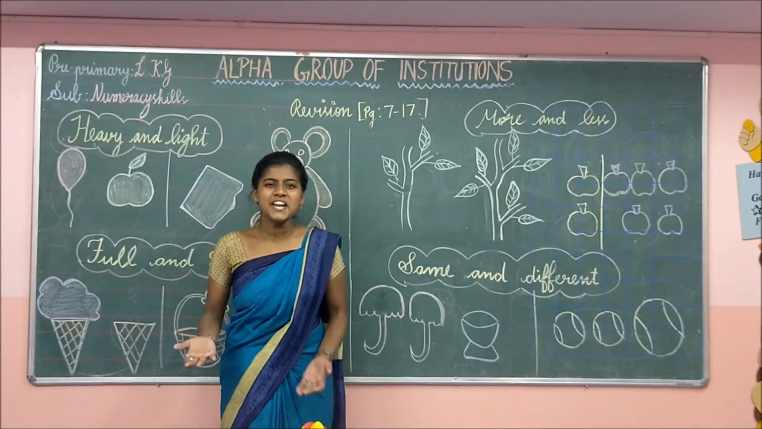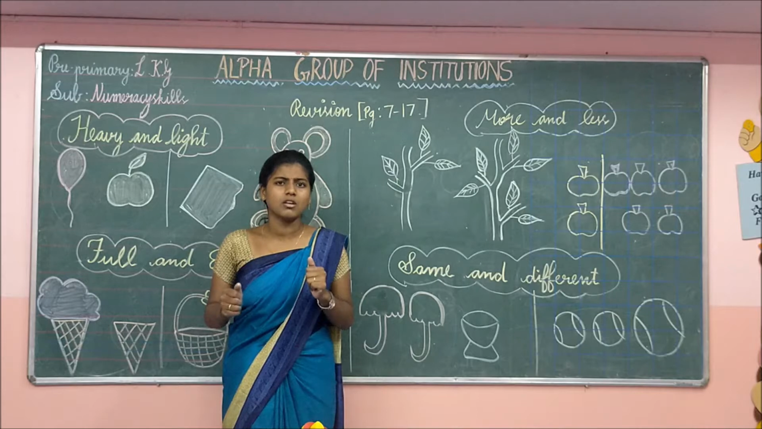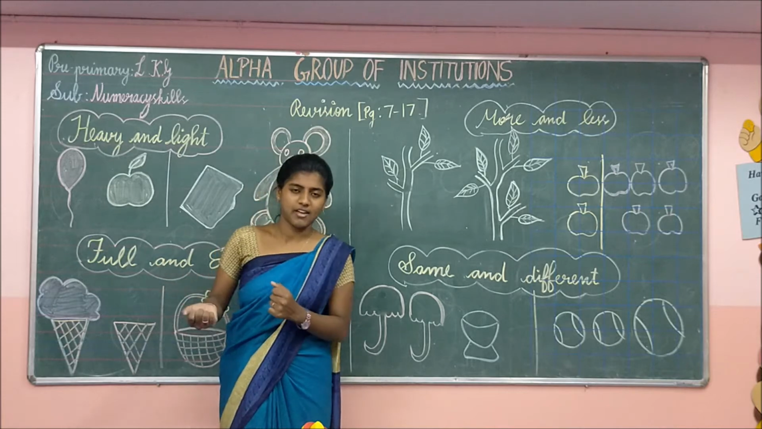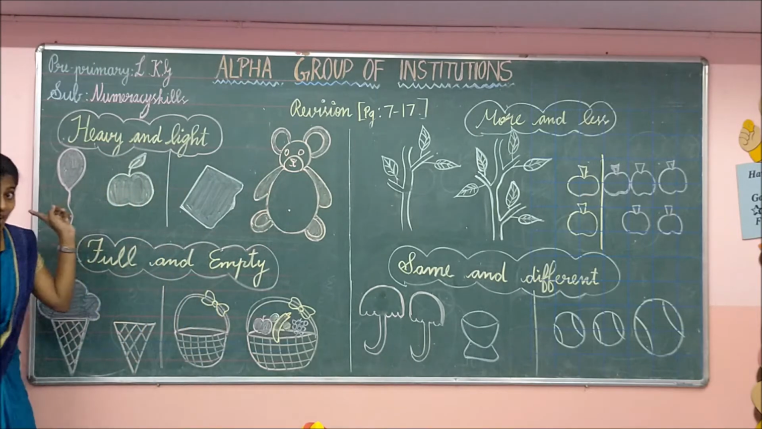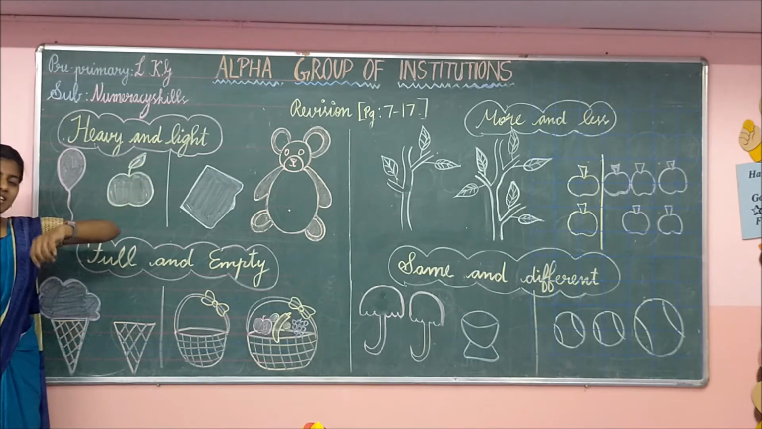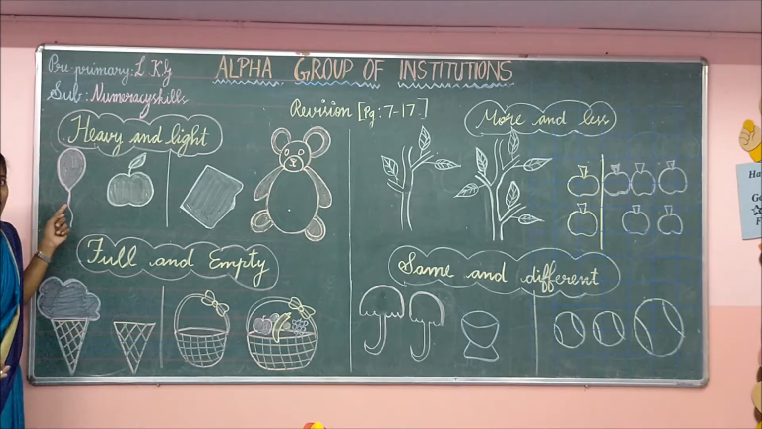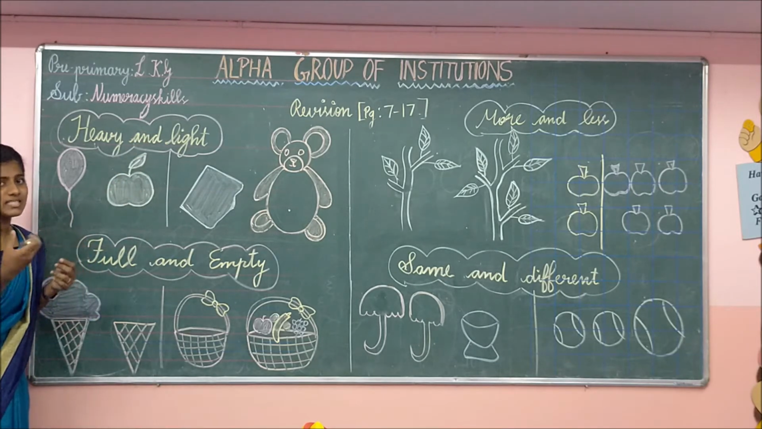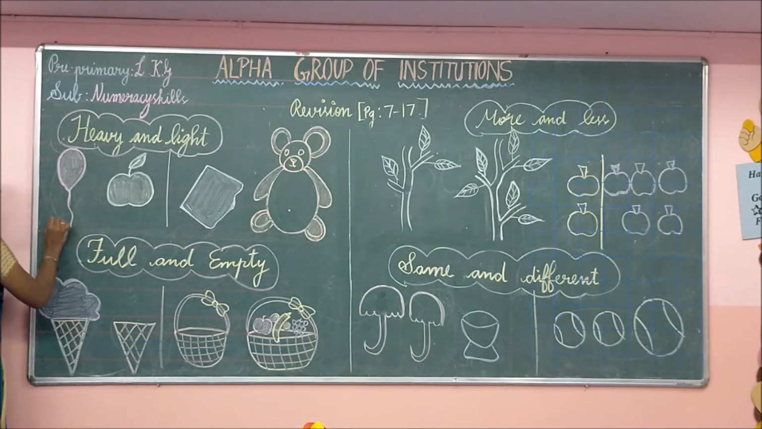Now we are going to learn heavy and light. Heavy and light. What is meant by heavy? Which is more in weight or hard to lift is heavy and which is easy to lift is light. Shall we find which is heavy and which is light? How we will have the balloon in our hand? We will take it easily, but lifting apple is heavy. This balloon is light and apple is heavy. Now we are going to circle the light one.